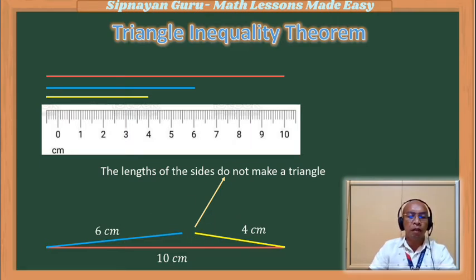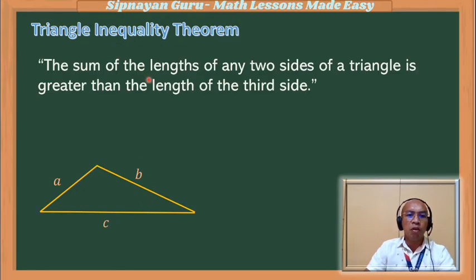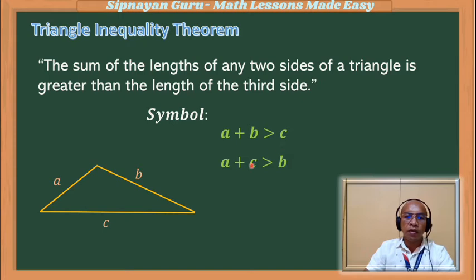So what can you infer from those three illustrations? If this is the triangle, and the lengths of the sides are represented by A, B, and C, then the sum of the lengths of any two sides of a triangle is always greater than the length of the third side. That is the triangle inequality theorem. In symbols, A plus B must be greater than C. A plus C should be greater than B. And B plus C should be greater than A. These conditions must be satisfied in any triangle.